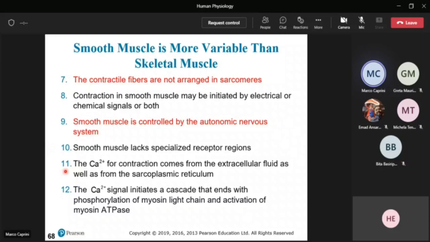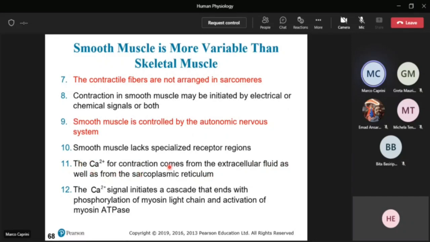Smooth muscle cell lacks specialized receptor regions, which means that there is no neuromuscular junction. But the neuroeffectors, as we said before, and point 11 and point 12, are the most important for the contraction. The calcium for contraction comes from the extracellular fluid as well as from the sarcoplasmic reticulum.